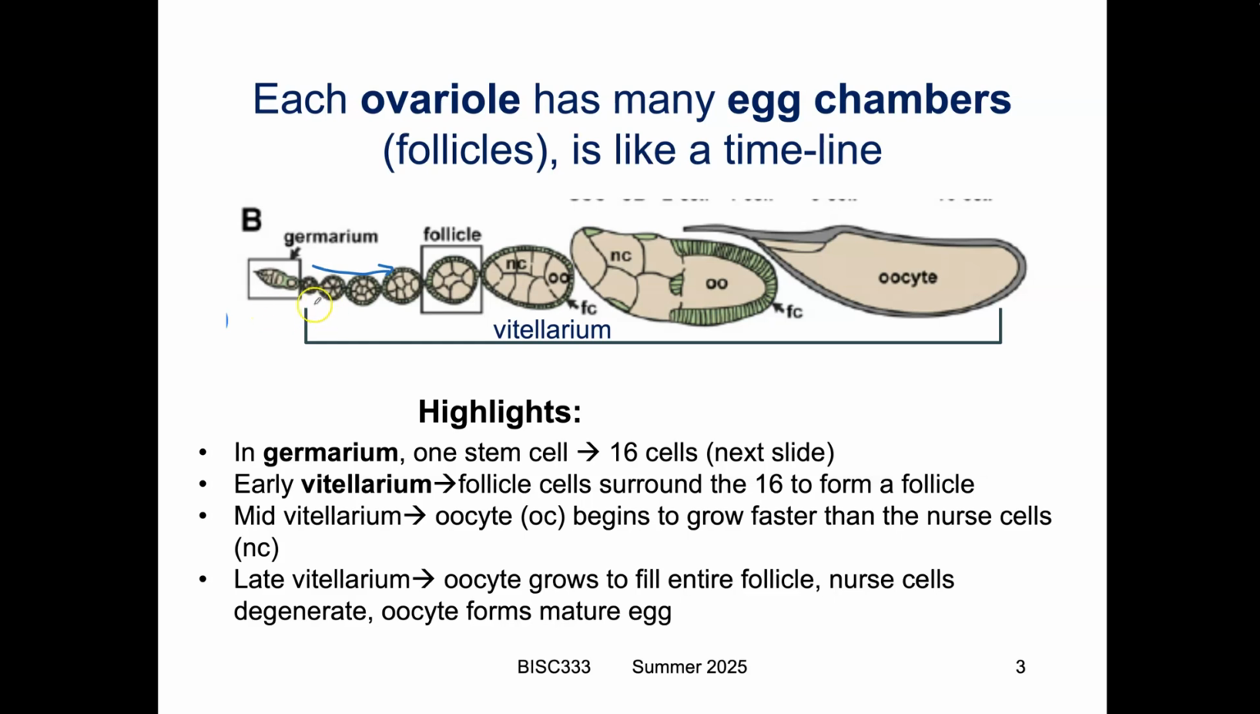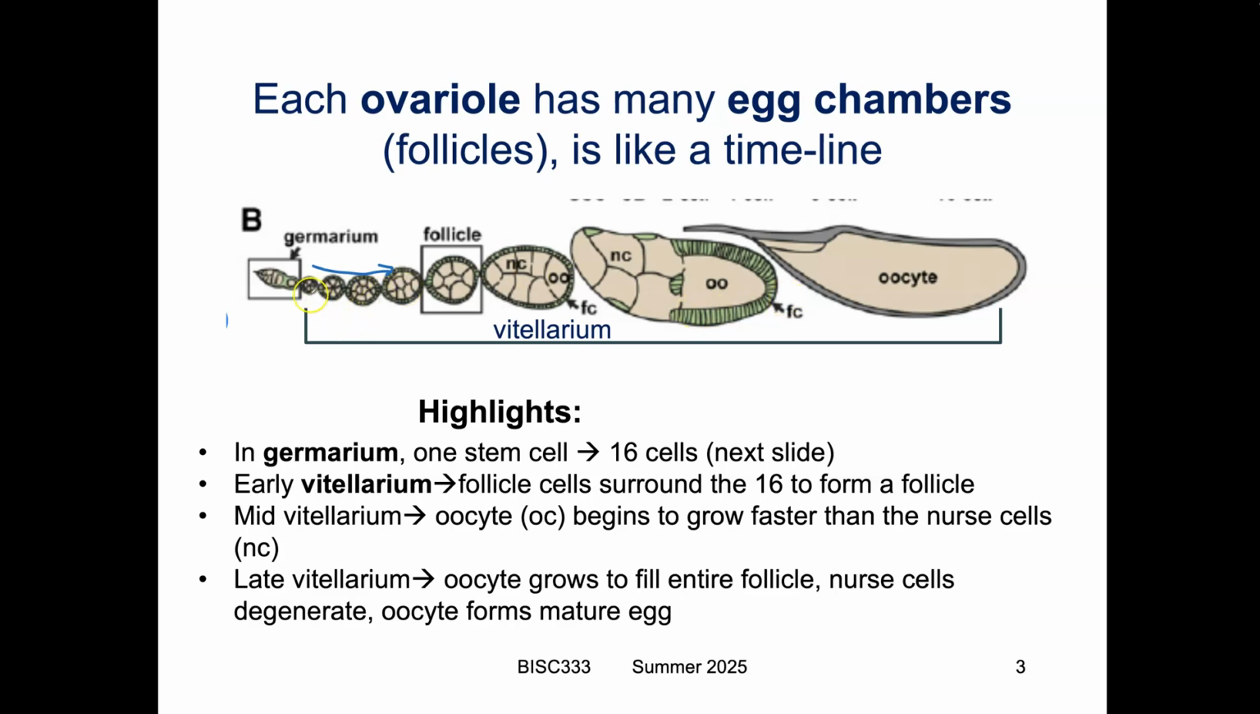So germarium, and then vitellarium. Vitellin is about the egg and is about yolk. And so this is where the egg is actually forming, the oocyte, if you like, and the yolk is being put in.